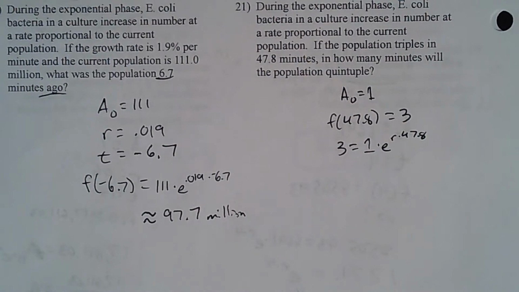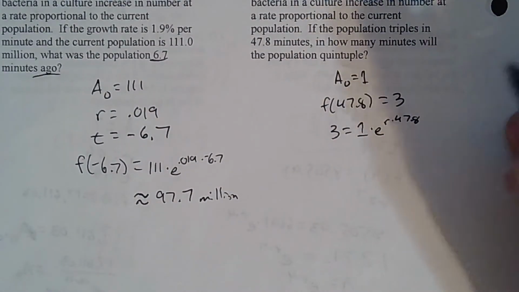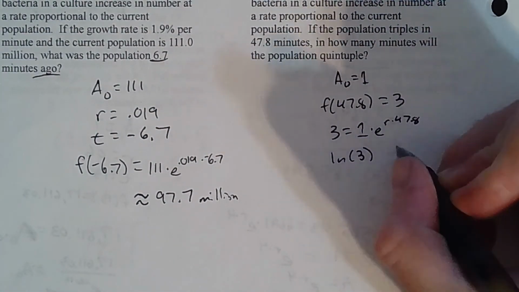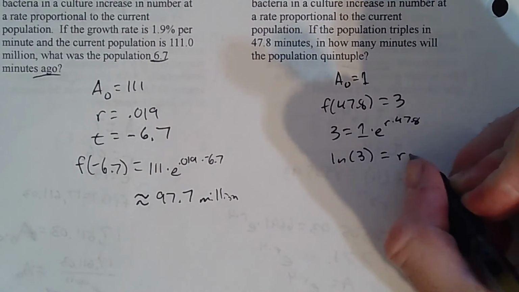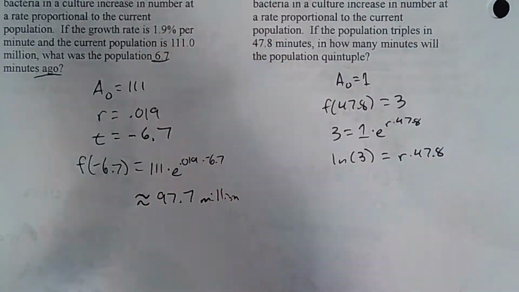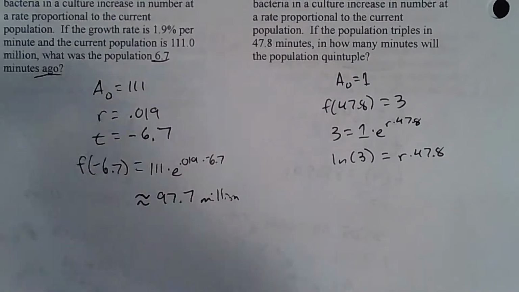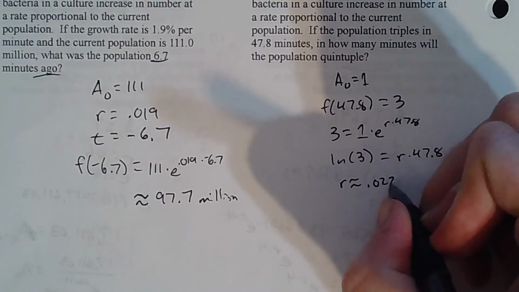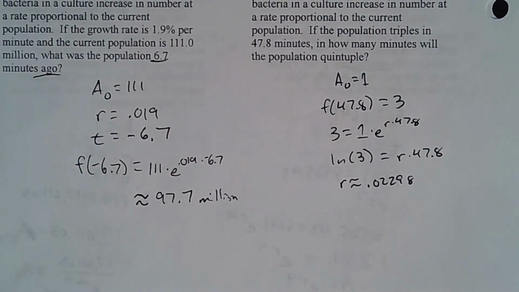And this is going to help us solve for that r value. So dividing by 1 still gives you 1. So now we got the ln of 3 equals r times 47.8. So ln of 3 divided by 47.8. And if you do that in your calculator, you'll get that r is approximately 0.02298. Really want to store that as a number in your calculator for sure.